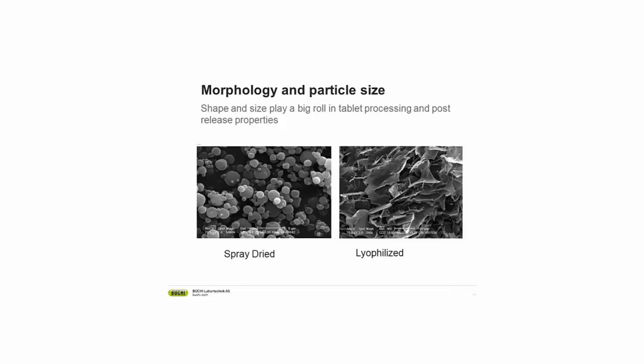Then we see as well that we could dry a product in two different ways. We could dry it with spray drying, or we can dry it with lyophilization or freeze drying. Here we see a difference in the morphology of the product, and we see that with spray drying we really have a more flowable powder because it's a spherical particle that you can produce. So the shape and the size will play a big role in the processing afterwards.